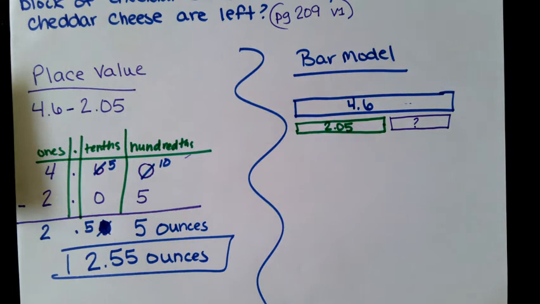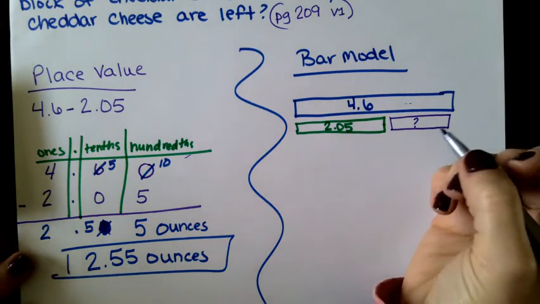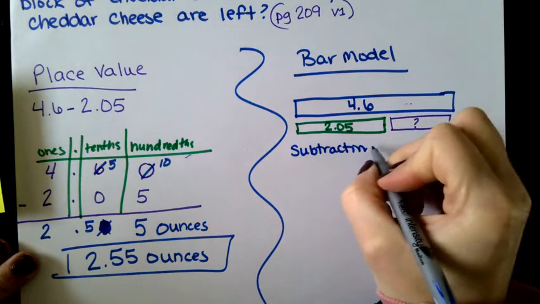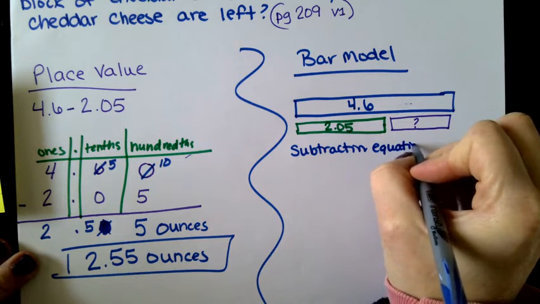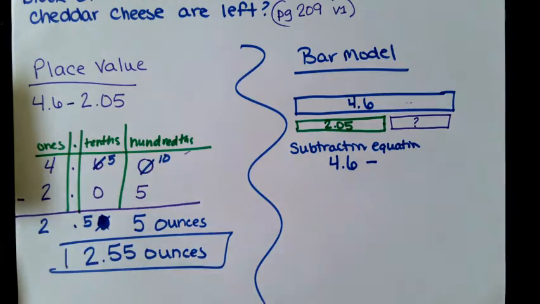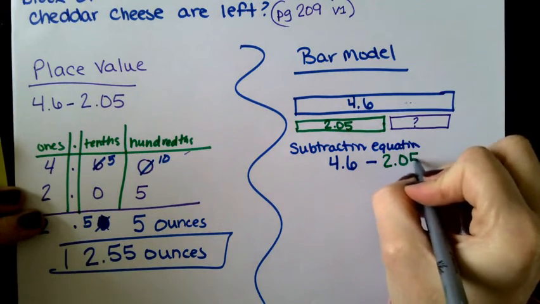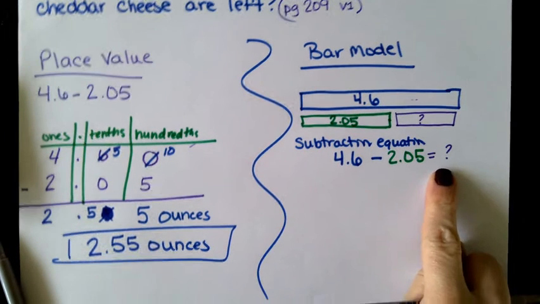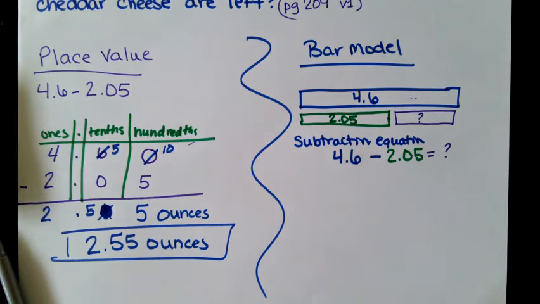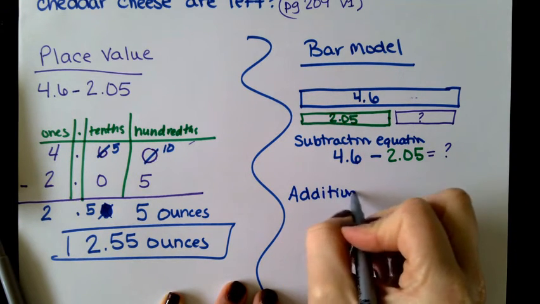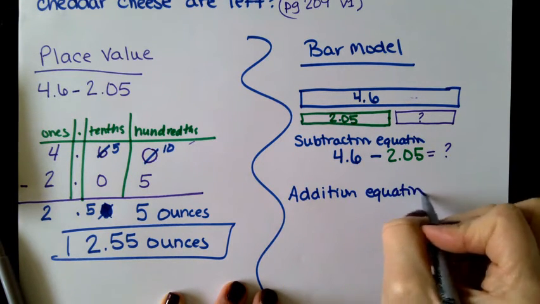This is where we can have the relationship between addition and subtraction. So if I wrote this as a subtraction equation, it would be 4.6 minus my part, and that's going to equal that other missing part. But I can also think of this as an addition equation.